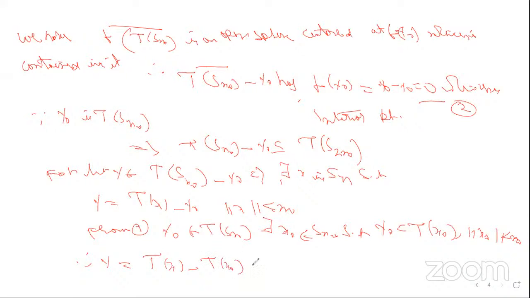We are using linear transformations. This can be written as T of x minus x0, taking common. The norm of x minus x0 is less than or equal to the norm of x plus the norm of x0, which is less than n0 plus n0, equal to 2n0. So here x minus x0 belongs to S_2n0.